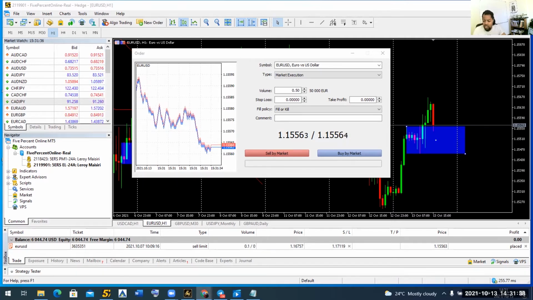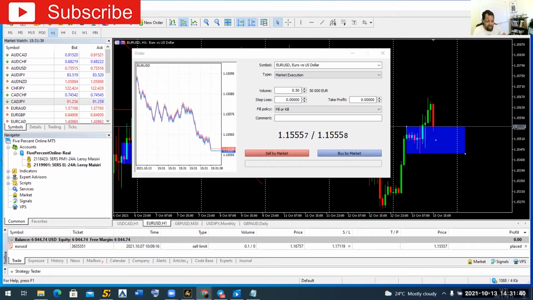It's that simple. And then I should have taken my little buy zone that I showed you there on USD CAD. And that's just basically how you do these things. Right, so unfortunately, I didn't take a single trade.